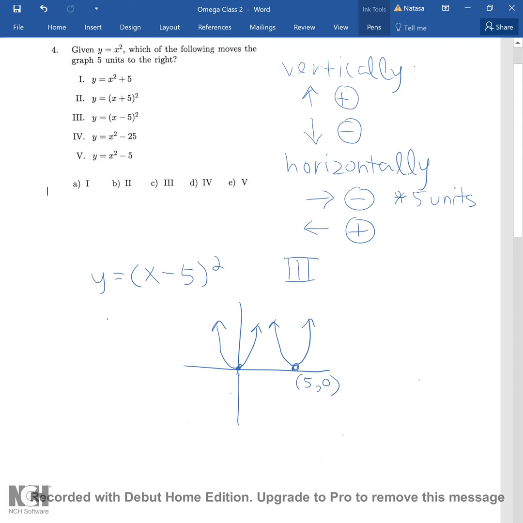So we can pretend that this point here is at x equals 5, y equals 0. And if we plug in x equals 5 to our equation here, we do indeed get y equals 0. So that means that our equation here is correct. The right answer is 3, which gives us answer C.